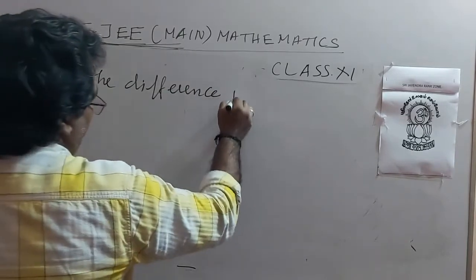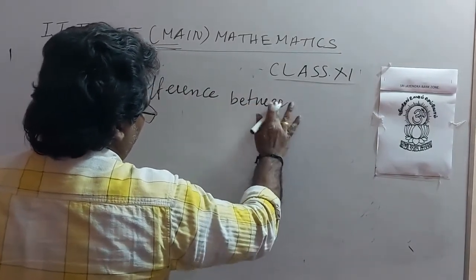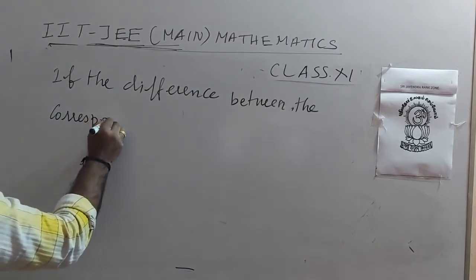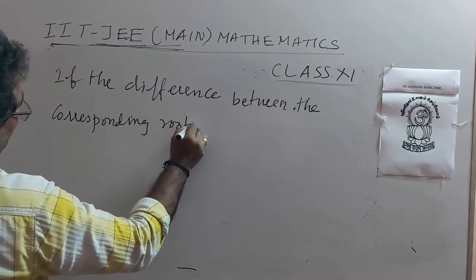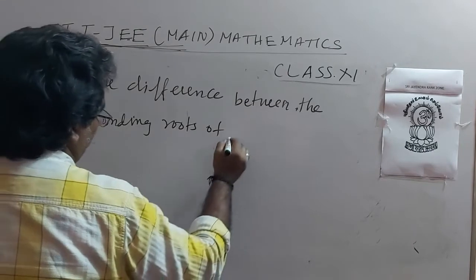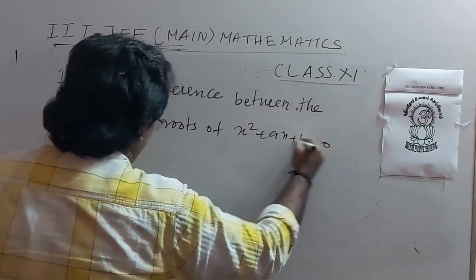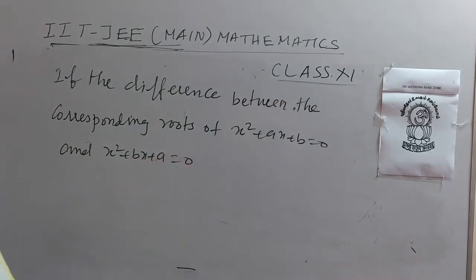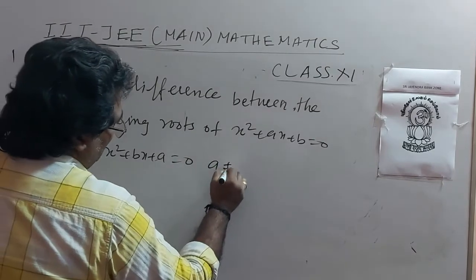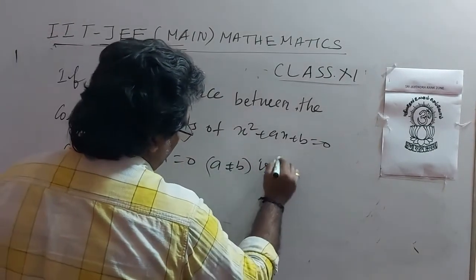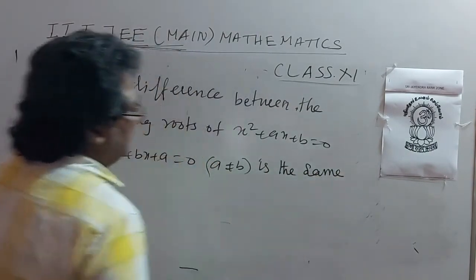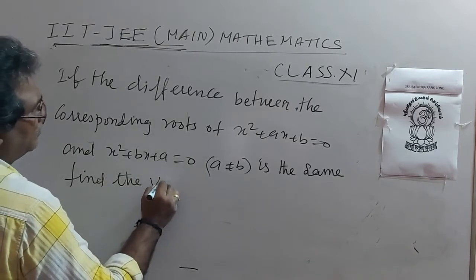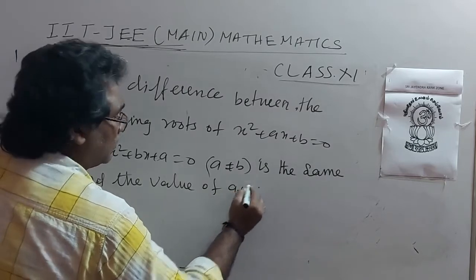If the difference between the corresponding roots of x square plus ax plus b equals 0 and x square plus bx plus a equals 0, a not equal to b, is the same, find the value of a plus b.